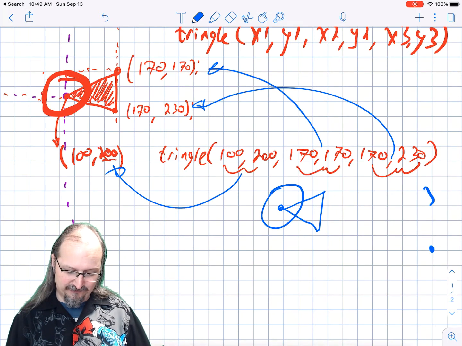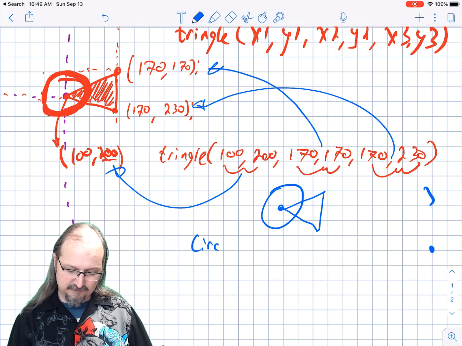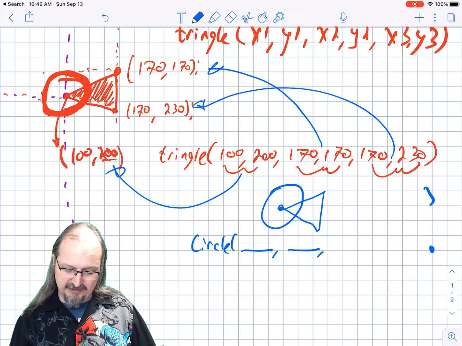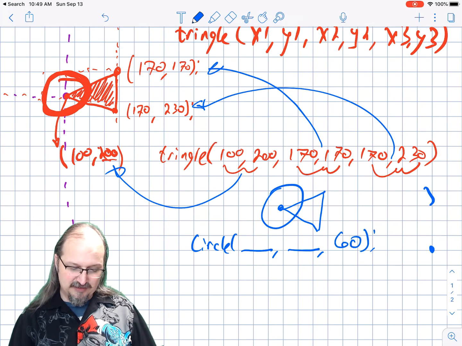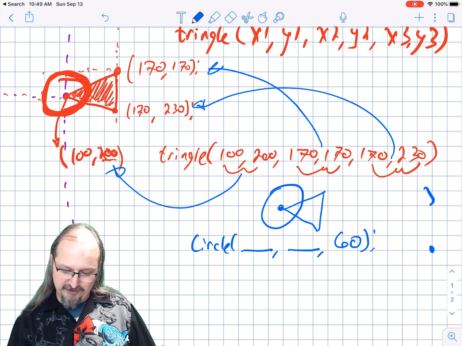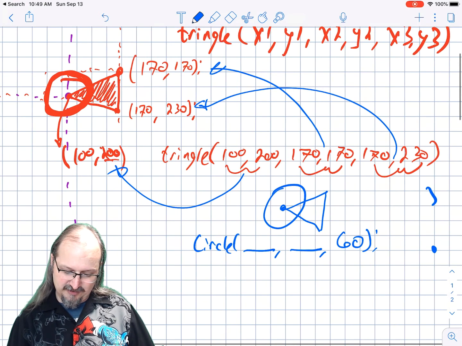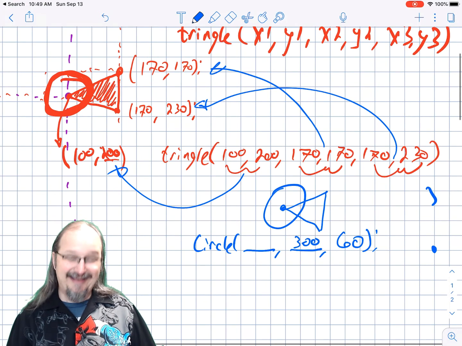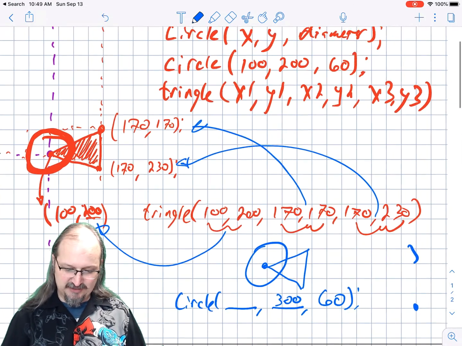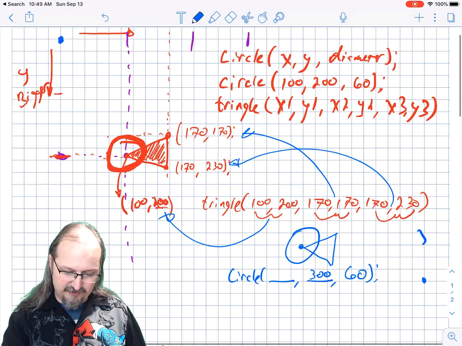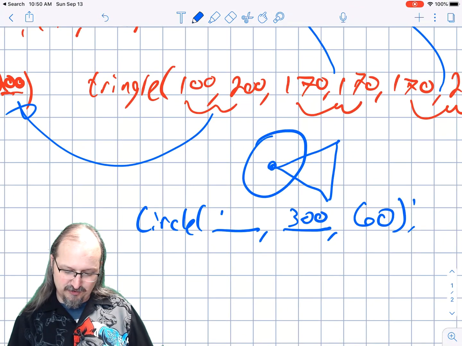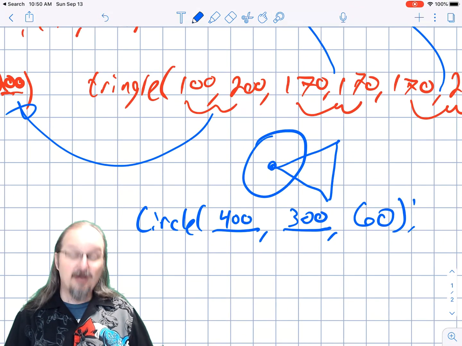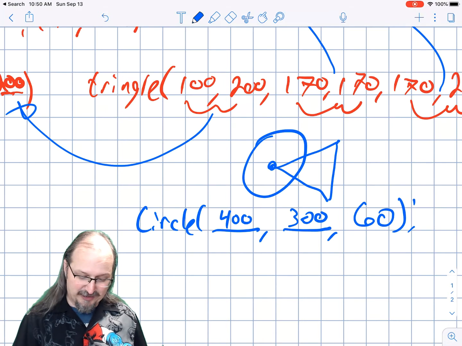So we know I'm going to have a circle, right? I just need to know what my x and my y are, but we know our diameter is 60. So let's see, it looks like I'm coming over near the bottom, so I'm going to call it like 300, and let's zoom out a little bit. So if that was 300, we'll call it 400, 300. So I want to draw my circle at 400 comma 300. Now I just have to figure out how to draw my triangle.